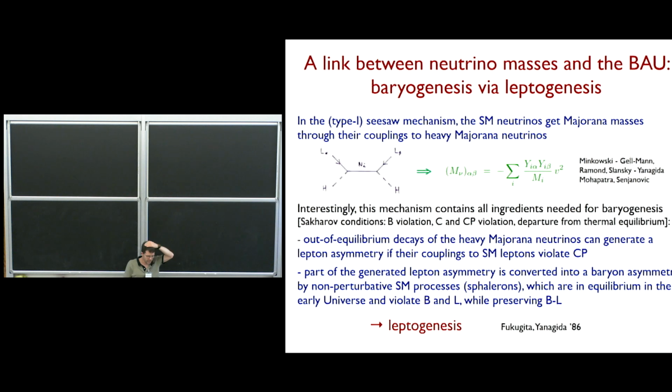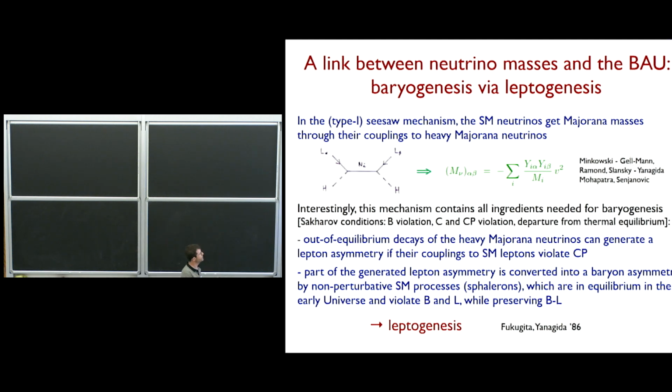Now I would like to talk about low-scale leptogenesis. First of all, what is leptogenesis, for those of you who do not know? The idea is to generate the baryon asymmetry of the universe by first producing an asymmetry between leptons and antileptons. And for this, heavy Majorana neutrinos, like the ones in the seesaw mechanism, are very good.